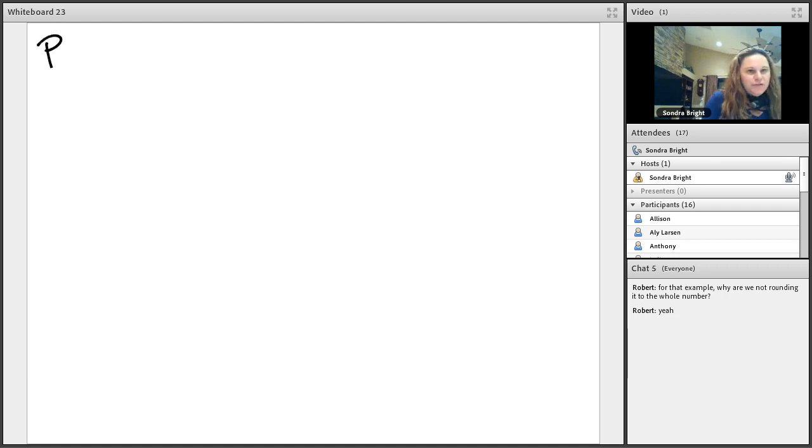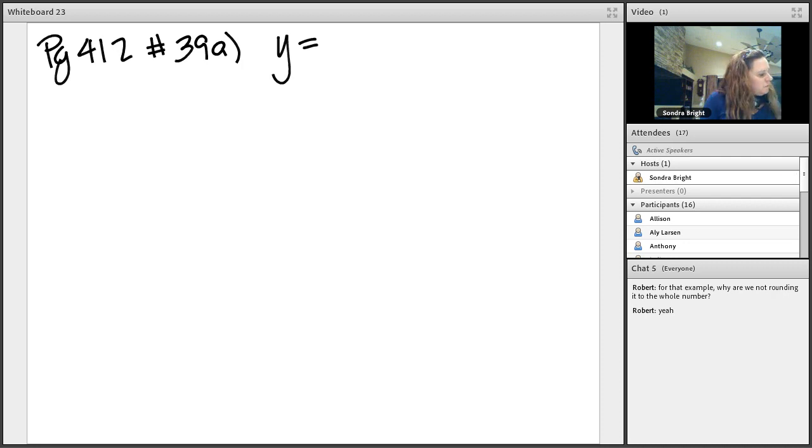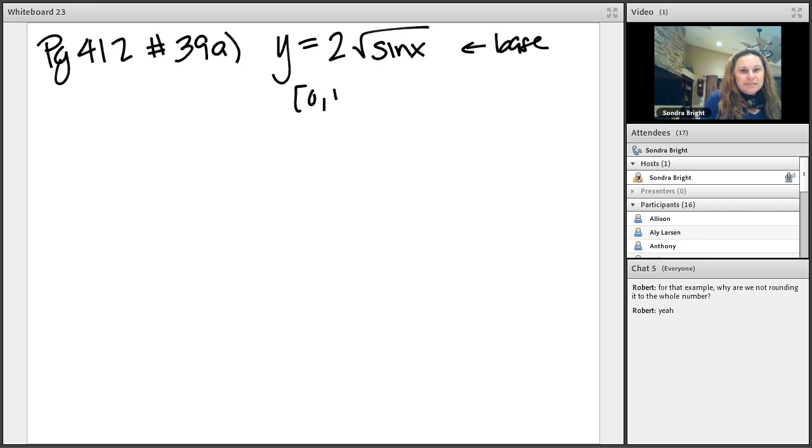Let's do page 412, number 39A. And it says the base of a solid is the region of the curve y equals 2 times the rad sine of x. So this is the base of a solid, the region of that. And the interval is from 0 to pi on the x-axis, and the cross sections perpendicular to the x-axis are equilateral triangles.